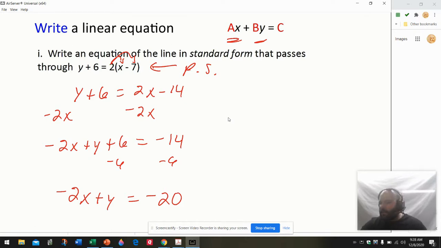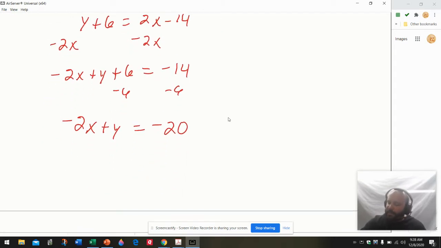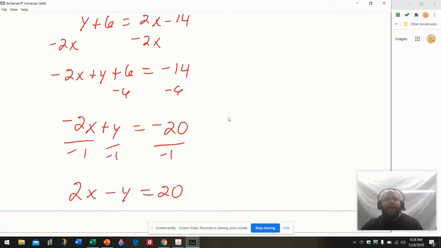Now, there's something that I have to tell you about standard form. And that something is this first number that's on the x is not allowed to be negative if it's proper standard form. So what that means is I'm going to have to go through and divide all of these by negative 1. When I do that, I get 2x minus y equals 20. And now all that did is it made this beginning term, this x term, to be positive.